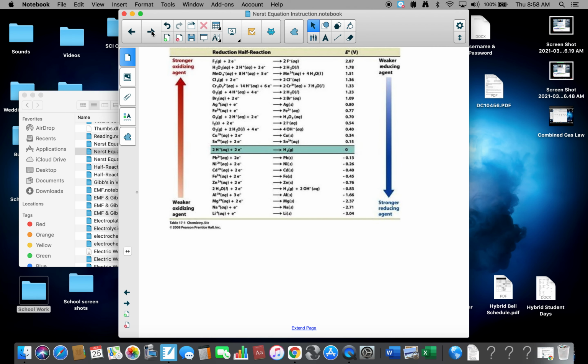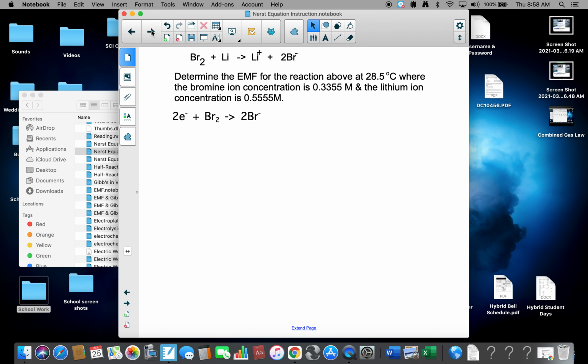So we look at the standard reduction potentials to find the standard EMF. Remember, we take our reduction and our oxidation, and we're always in terms of reductions. So the standard reduction potential for bromine is 1.09 volts. The lithium reduction potential is negative 3.04 volts. And since the standard EMF is the reduction for the cathode minus the anode, we have 1.09 volts minus a minus 3.04 volts, or 4.13 volts.